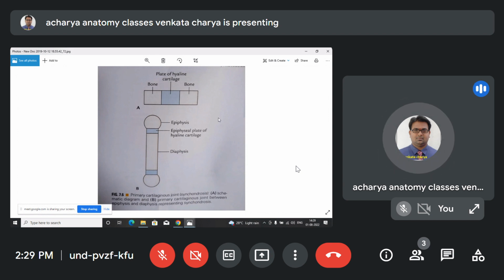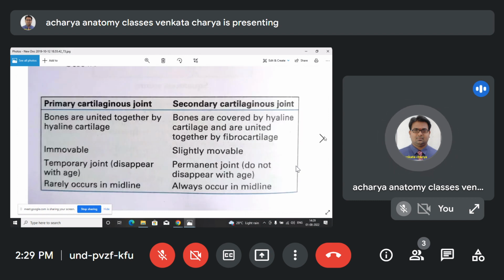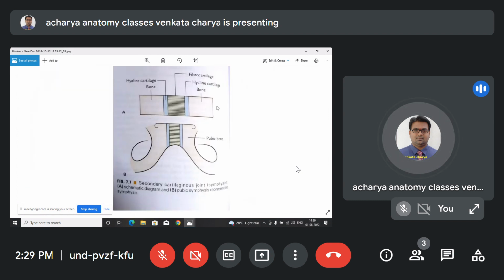Then come to the secondary cartilaginous type. See here, an example of the secondary cartilaginous type is the pubic symphysis. Between the pubic symphysis, there is the presence of fibrous cartilage and also the presence of hyaline cartilage. So this type of joint we call the secondary cartilaginous type. Are you getting?